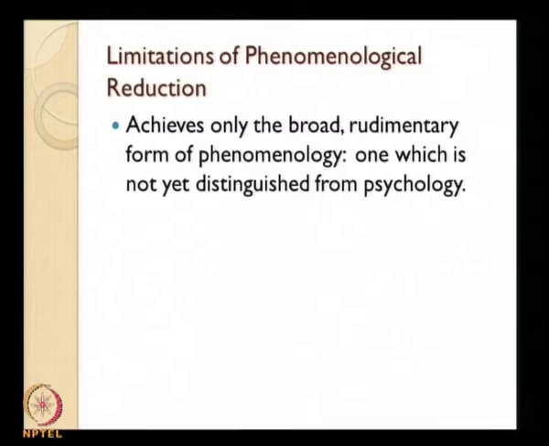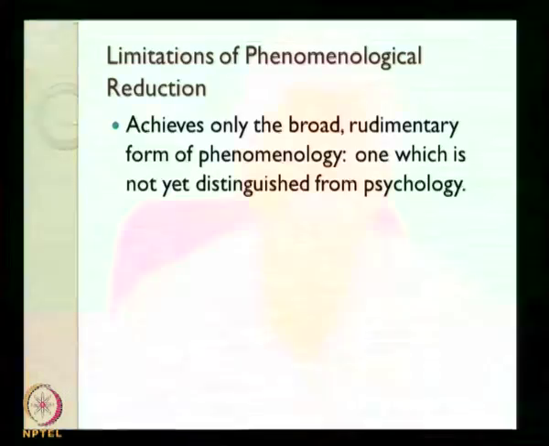Now, there are certain limitations of this so called phenomenological reduction, which need to be overcome by a phenomenologist. First of all, it achieves only the broad rudimentary form of phenomenology, one which is not yet distinguished from psychology. So, it is a kind of psychological endeavor. All these exercises which we were performing, isolating the object in front of me from all other things, this is a mental mechanism, the mind does it. So, how is it different from psychology?